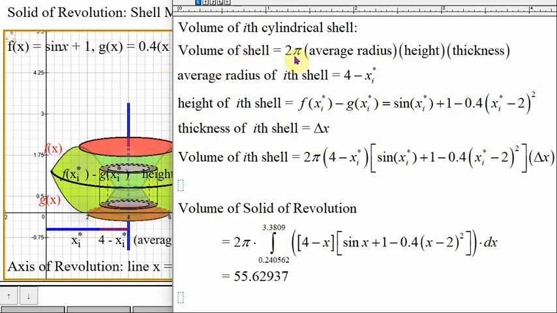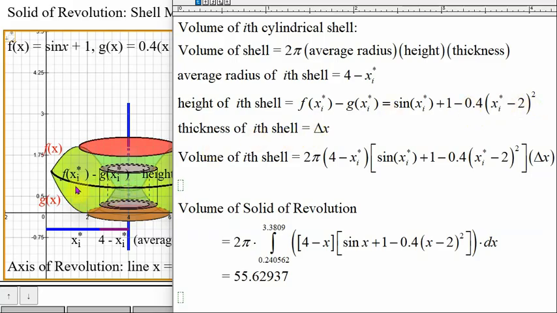The volume of a cylindrical shell is 2 pi times the average radius times the height times the thickness. In this case, the average radius is 4 minus x sub i star. And then the height is going to be f of x sub i star minus g of x sub i star. But f of x is sine of x plus 1. So we get sine of x sub i star plus 1. And then g of x sub i star is 0.4 times x sub i star minus 2 squared.